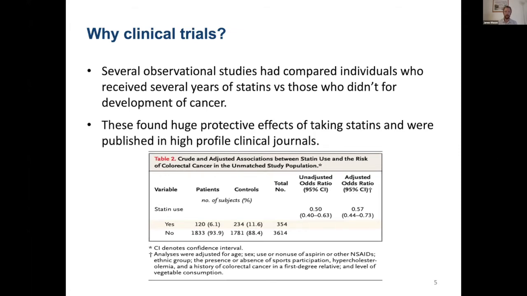A lot of these observational studies found huge protective effects of taking statins and were published in very high-profile clinical journals. This is an example of one of the analyses, where you can see that they compared those who used statins, and they looked at people who had developed cancer and people who hadn't, and they showed that it was much less common amongst cancer patients to have taken statins compared to not taking statins. So this appears to imply that statins are a really good thing to take to prevent cancer.